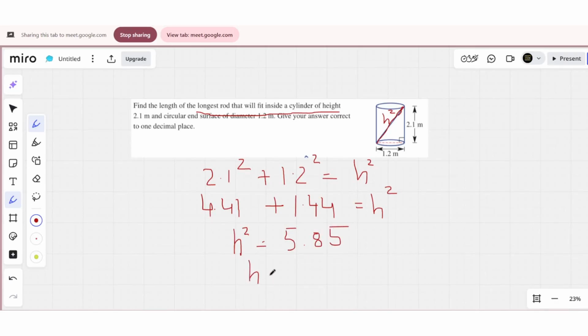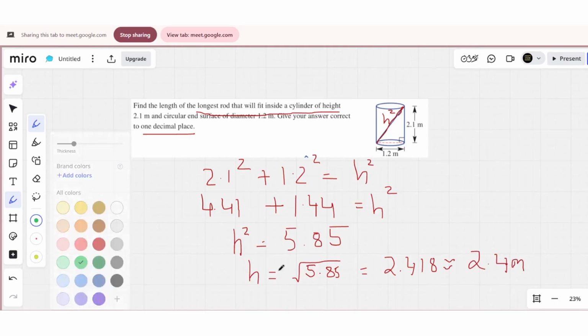Taking the root of it will give us the length of the longest rod. So the root of 5.85 is 2.418, but they have asked us to give the answer to 1 decimal place, so we will round it to 2.4 meters. That's our answer. Did you get it, Amira?